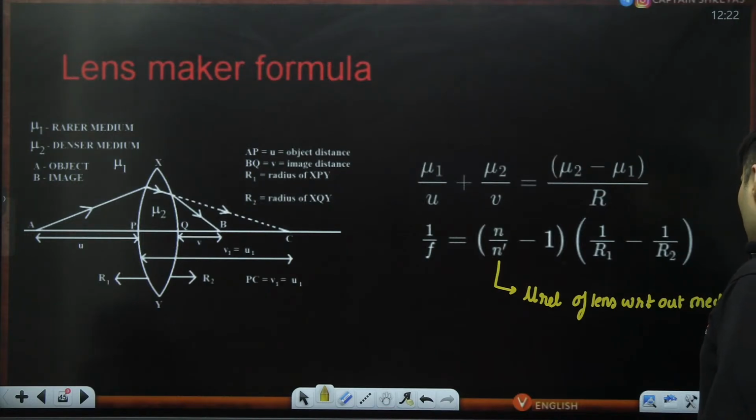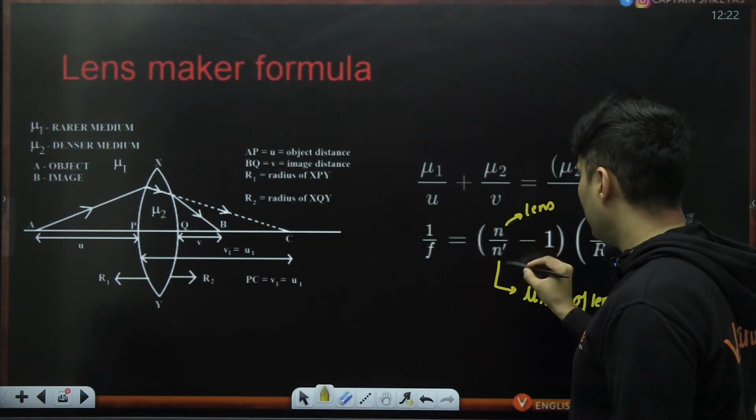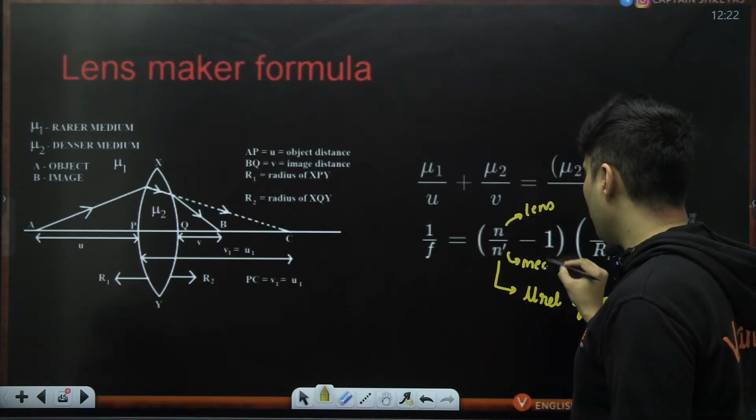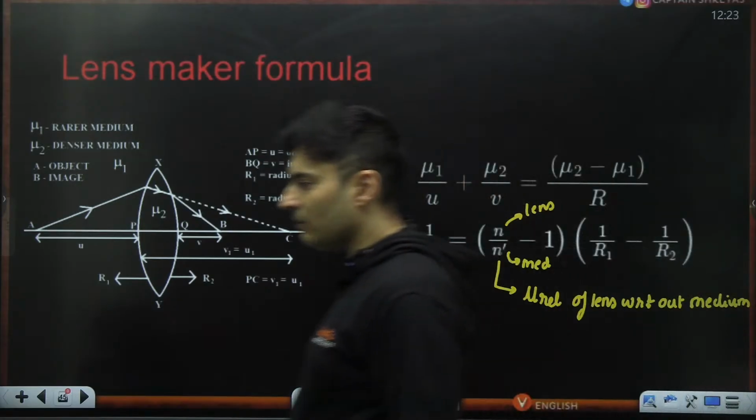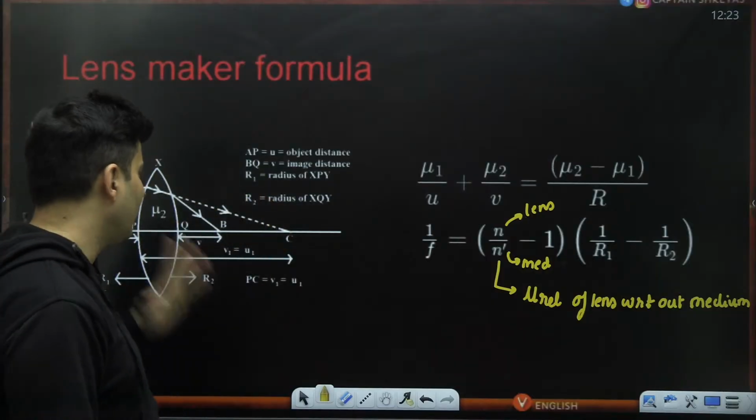So it is always, you will see, the refractive index of the lens. This is of the lens, and this is of the outside medium. Always keep that in mind. Also, sign convention has to be applied for R1 and R2.